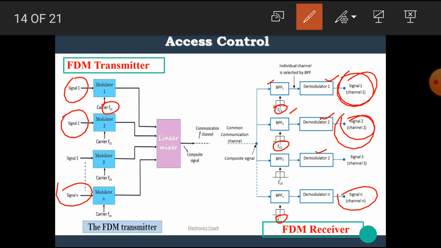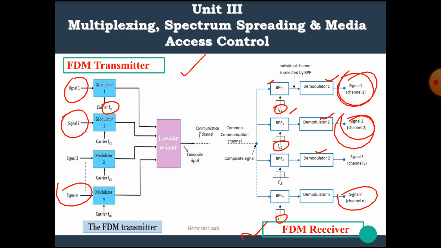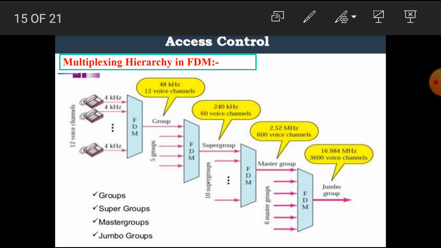Okay, I hope you all now understand the working of FDM transmitter and FDM receiver. Now let's see the multiplexing hierarchy in FDM. In frequency division multiplexing, the hierarchy is divided into 4 types: basic groups, super groups, master groups and jumbo groups. The first one is basic groups.